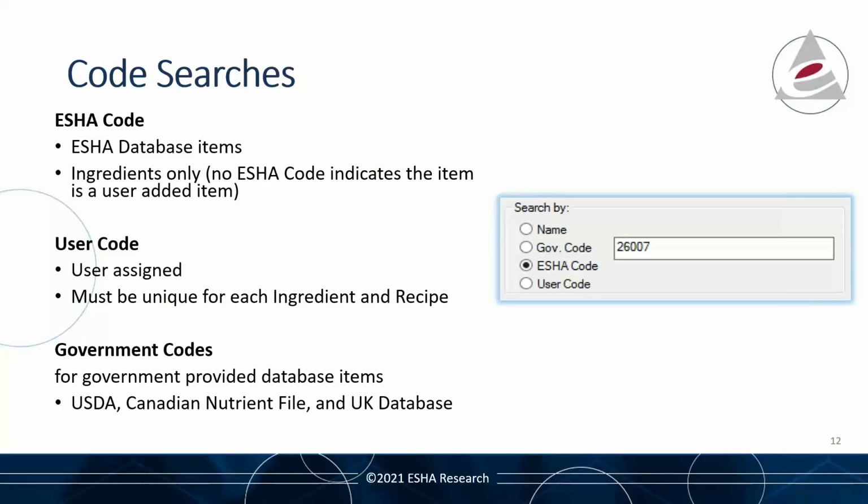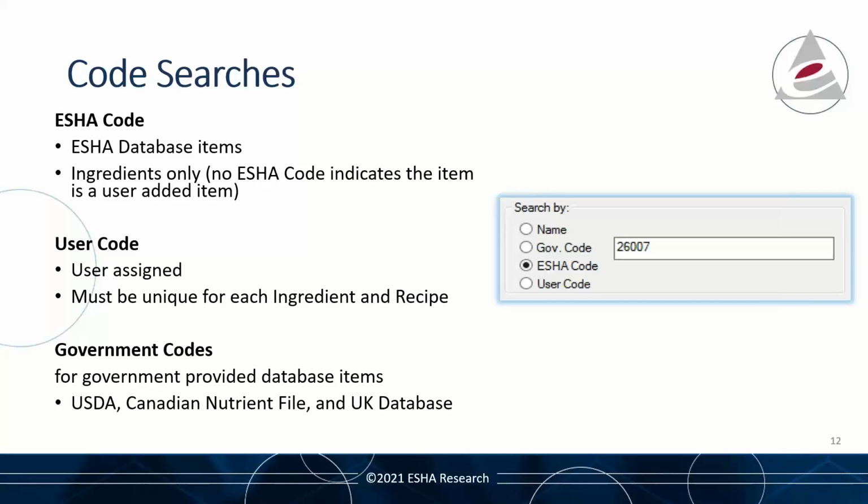There's the user code, and that is a user assigned field. That's something that you will determine and enter. And again, we encourage you to use the user code field as a way to help record and track information for your ingredients and recipes, but you can also assign user codes to ASHA database items that you use. Each user code must be unique, and that's regardless of ingredient or recipe. Any user code that you use must be unique.